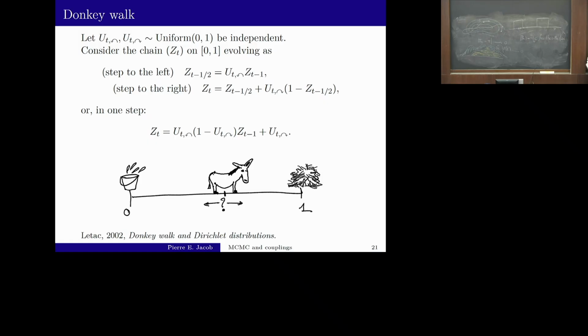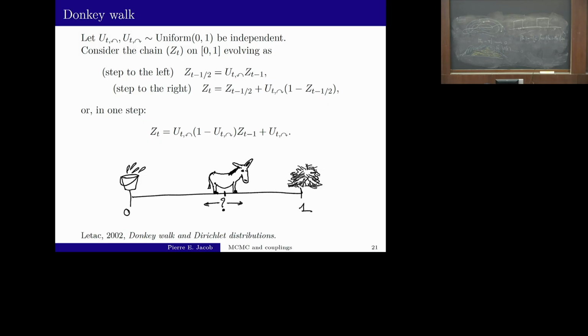And it's the story of Buridan's donkey. So it's a donkey that wants to drink water, but also to eat some hay, and can't decide, so it steps on the left, steps on the right, and never reaches either. So the model here is that we're going to take a uniform step on the left, followed by a uniform step on the right.